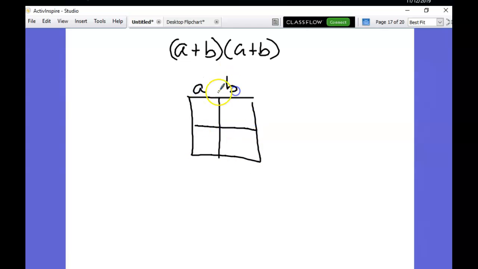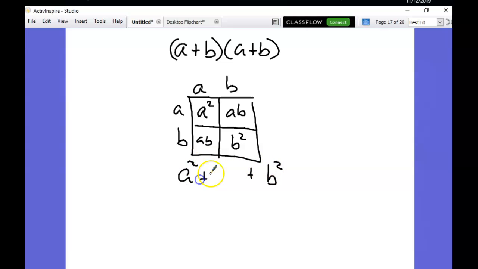I'm going to use the box, but after this I'm not going to use the box anymore. I'm going to show you a shortcut. So, once again, you're not writing this, I just want you guys to observe. So, a times a is a squared, right? A times b is ab, a times b is ab, and b times b is b squared. So you're noticing that you're getting a squared, right? And you're getting b squared, right? What do you get in the middle? You get 2 of those, right? They're identical. Why are they identical? Because you're multiplying identical things.